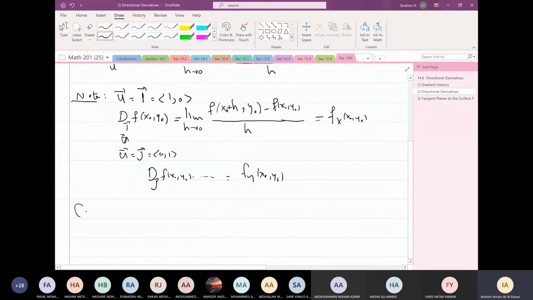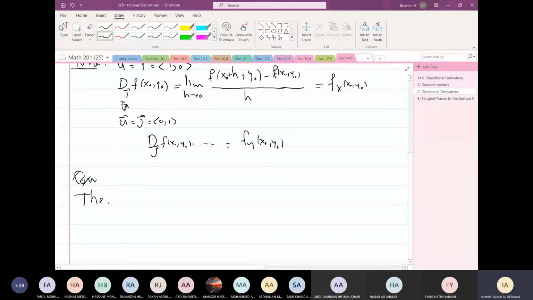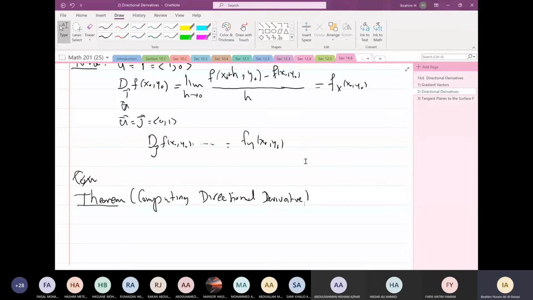Theorem: computing the directional derivative. The directional derivative is a generalization of the partial derivative. For partial derivatives f sub x and f sub y, we know a rule to compute them. To compute f sub x, you look at y as a constant and differentiate with respect to x using the rules of Math 101. To compute f sub y, I look at x as a constant and differentiate with respect to y using the rules of Math 101.